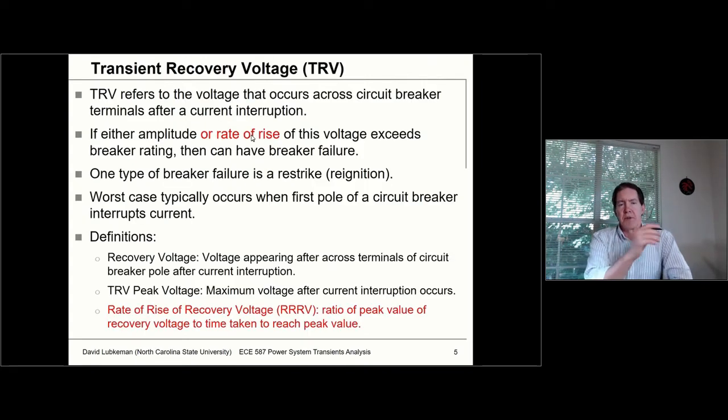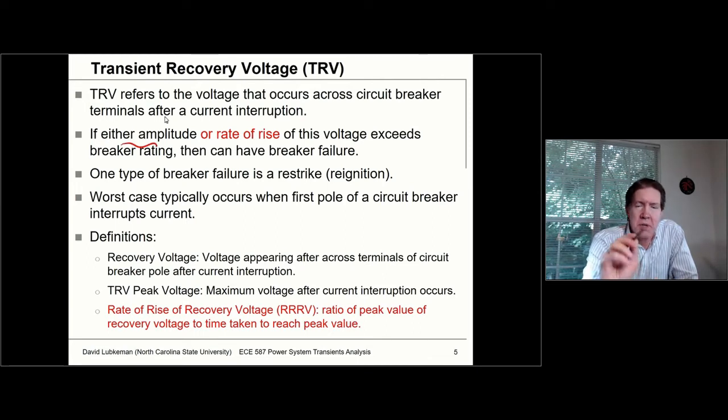So transient recovery voltage, we'll just abbreviate that a lot of times by TRV. And again, we're not only looking at amplitude, but we're looking at rate of rise of this voltage. We're looking at this value dV/dt.